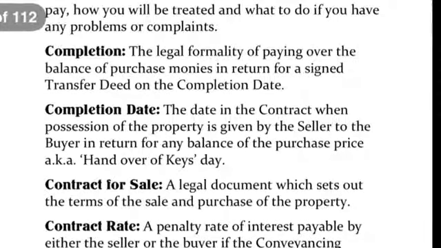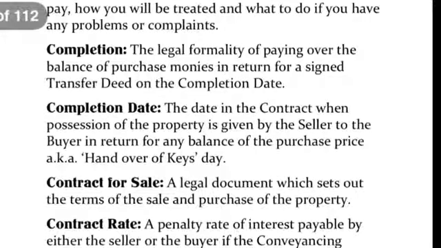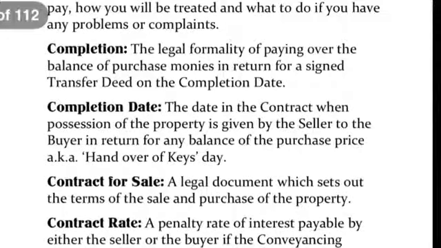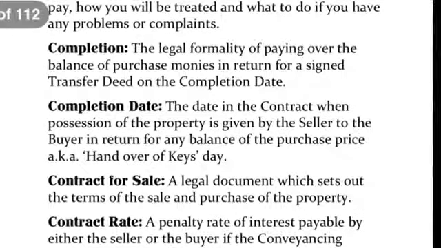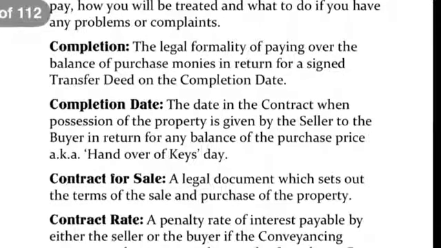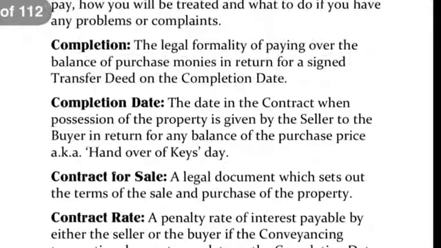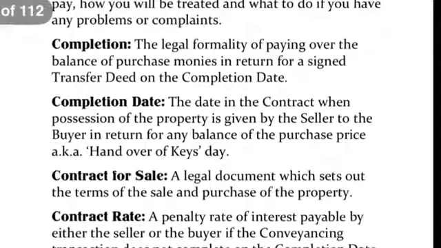Completion. This is the legal formality of paying over the balance of the purchase monies in return for a signed transfer deed on the completion date. And what does the completion date mean? Well, this is the date in the contract when the possession of the property is given by the seller to the buyer in return for any balance of the purchase price, also known as the handover of keys day.